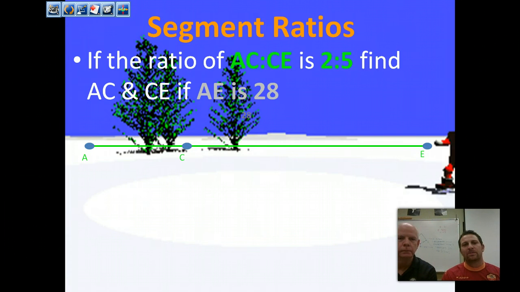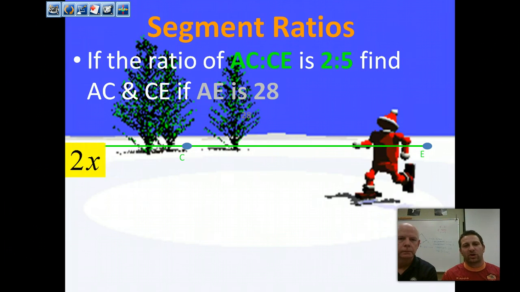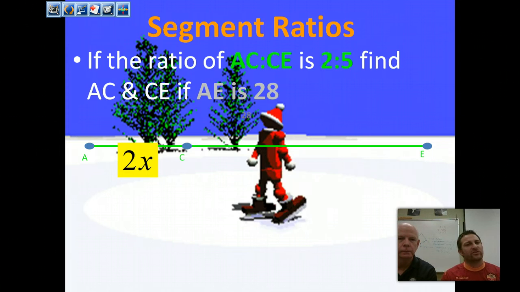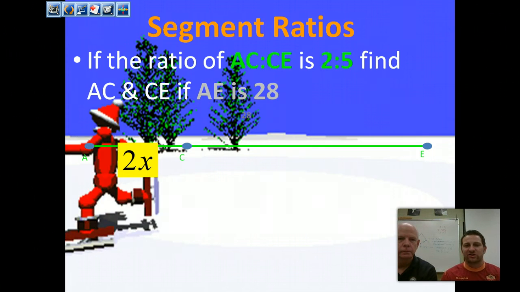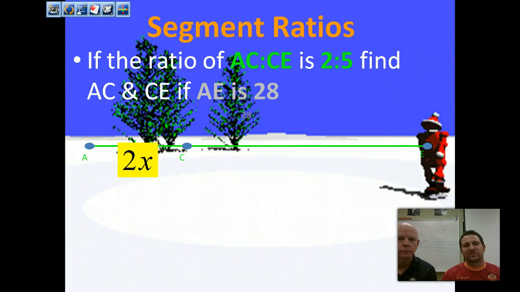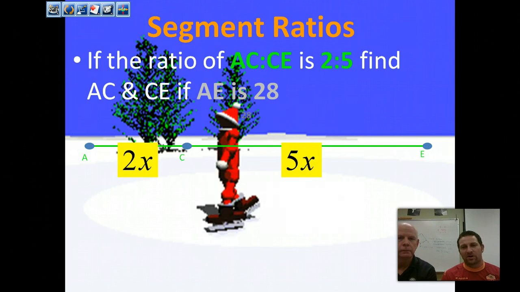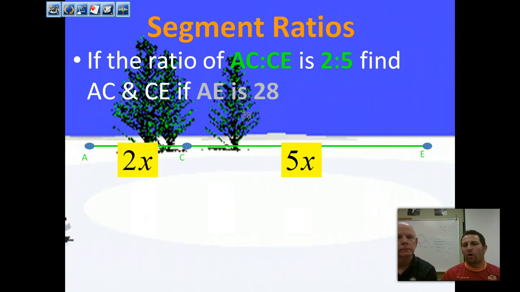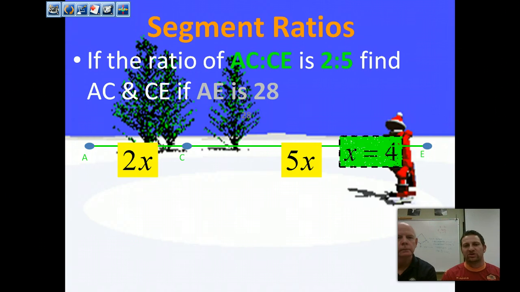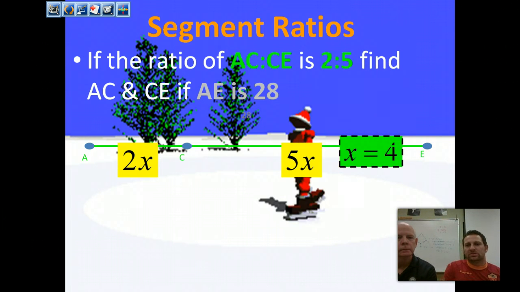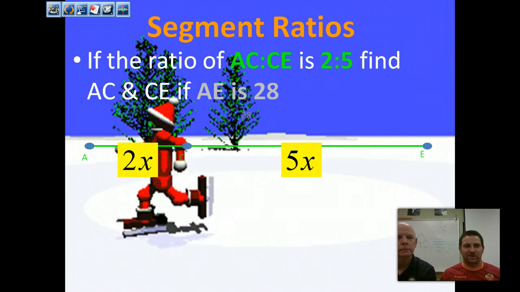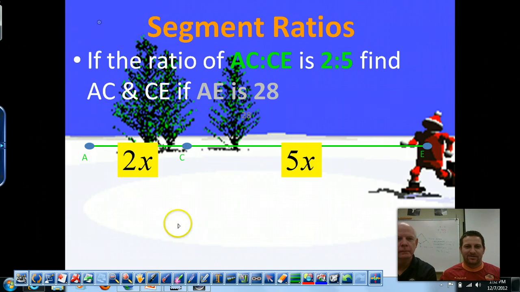When you set this up, we really don't know what AC is, so we're going to call that 2x. We know it's 2 to 5 with CE, but we don't know that length, so we're going to put that x in there. Then we have CE, which is 5, so we're going to call that 5x. Now, that's part to part. And then the whole is 28, so all we do is make an equation: 2x plus 5x equals 28.